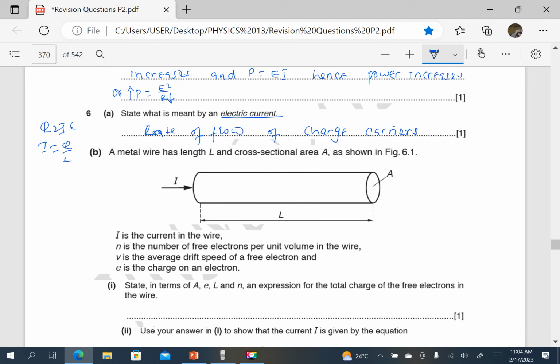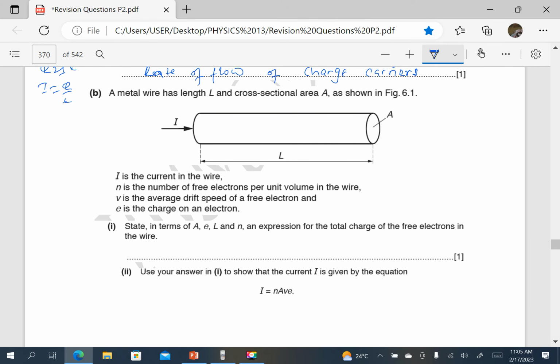A metal wire has length L and cross-sectional area A as shown in the figure. I is current, N is the number of free electrons per unit volume, V is the average drift speed of a free electron, and E is the charge on the electron. State in terms of A, E, L, and N an expression for the total charge of free electrons in the wire.